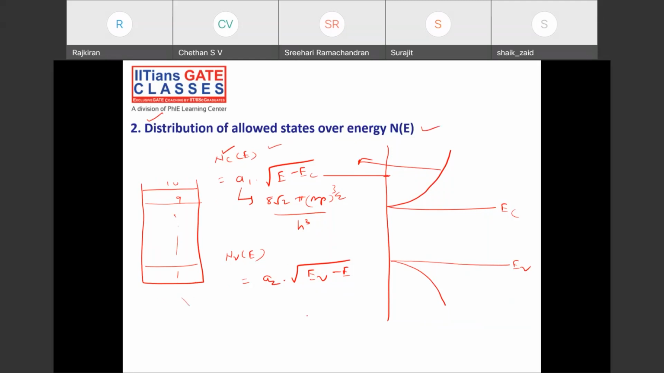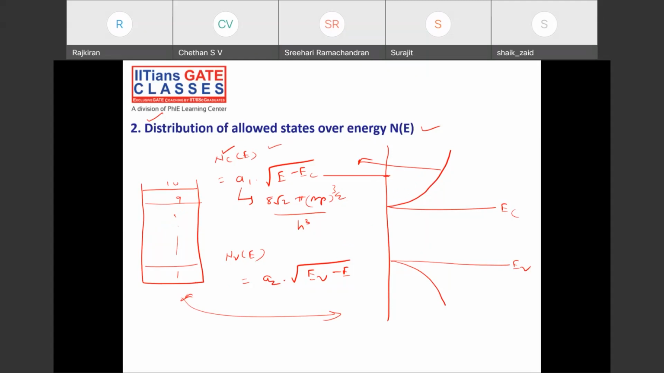I am giving an analogy. I want to find out the number of people staying in the 10th floor building. So what you have got is at what floor how many rooms are available. Similarly here, in the conduction band, at what energy level how many states are available. You got the analogy? Now I have got how many rooms at what floor.